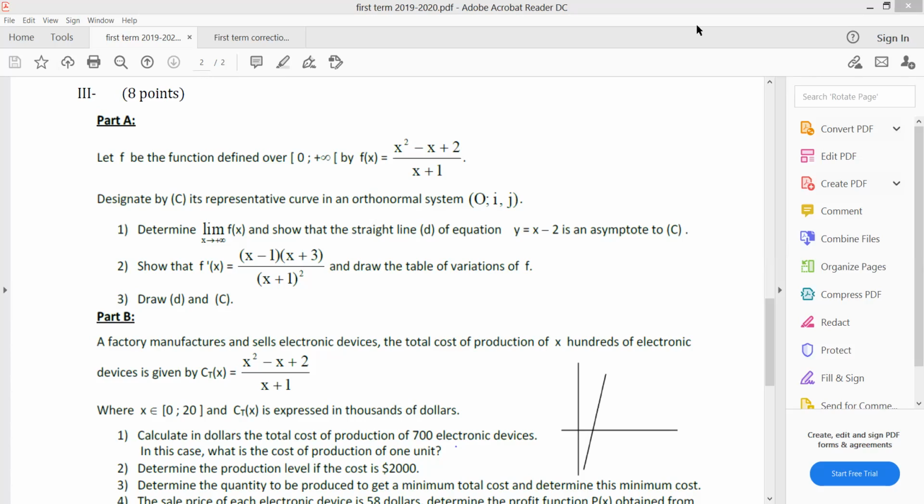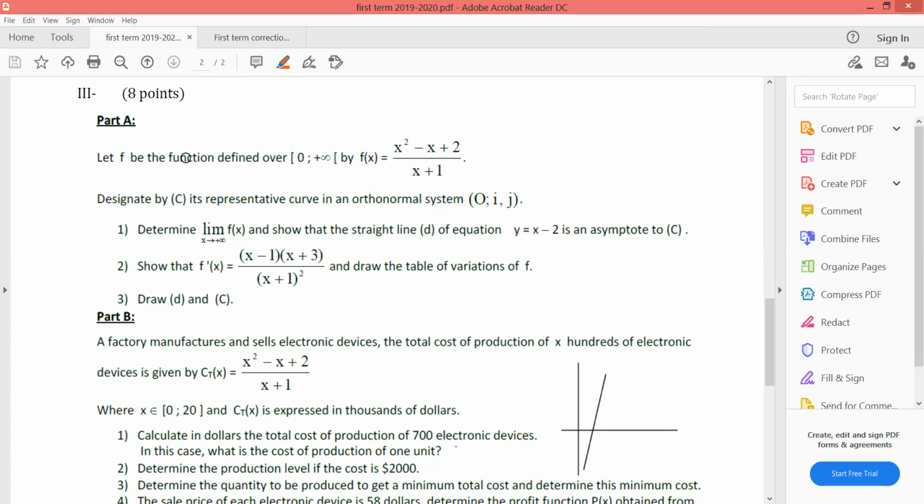Do you have any questions for the test? No. No? Okay. Let's solve two exercises about rational function. And remember about rational function. Okay.